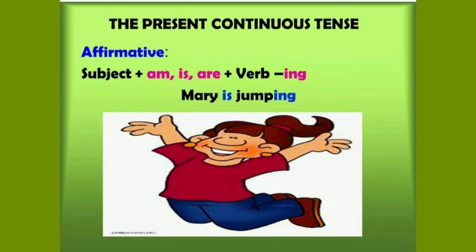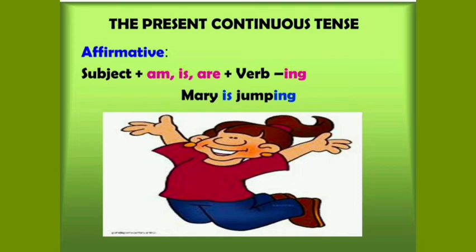Now we need to learn the sentence formation, or how do we frame an affirmative or yes type sentence or positive sentence using the present continuous tense, in an elaborate way. First of all, we need to put the subject. Now, after the subject, we need to put the be verb.